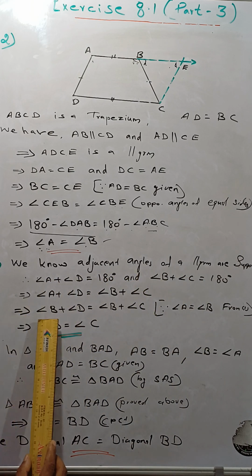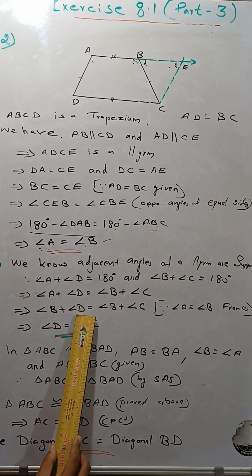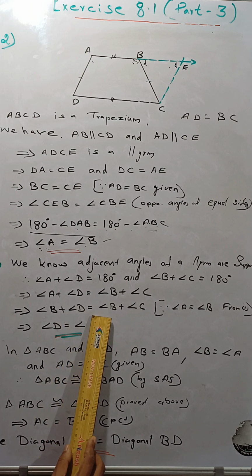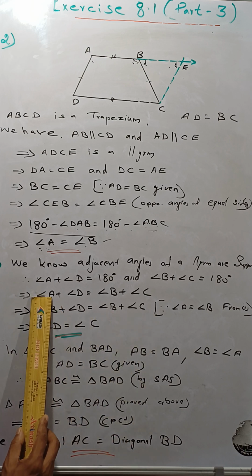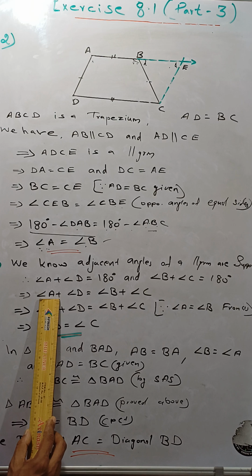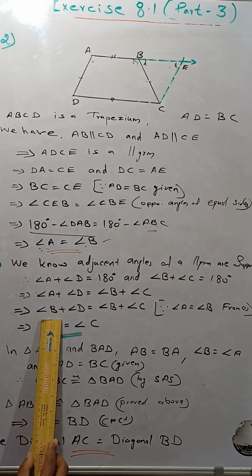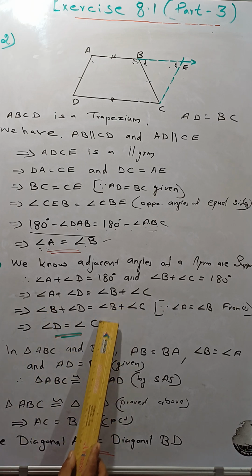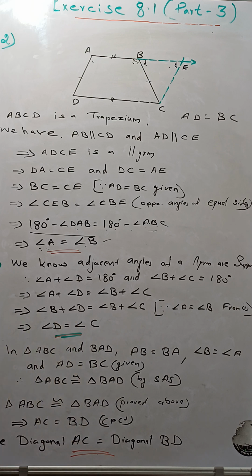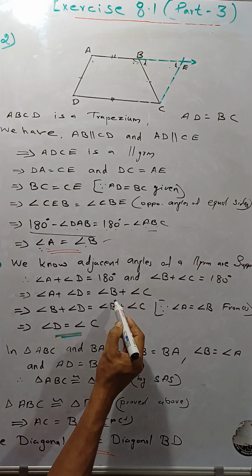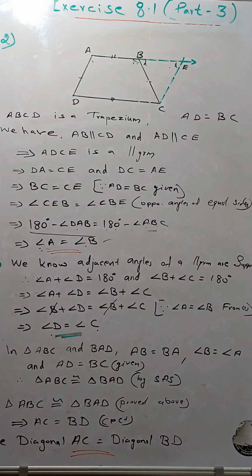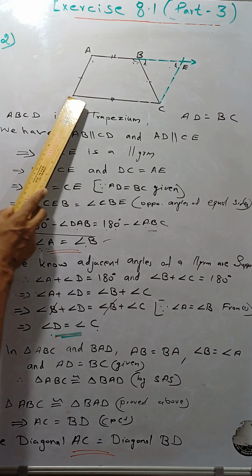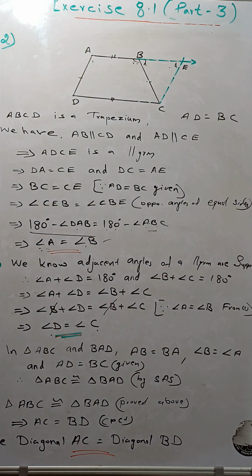It gives angle B plus angle D is equal to angle B plus angle C, because already we have proved angle A is equal to angle B. Instead of angle A, we wrote angle B. Now the equals are cancelled. We get angle D is equal to angle C. That also we have proved. Angle D and angle C are also equal.